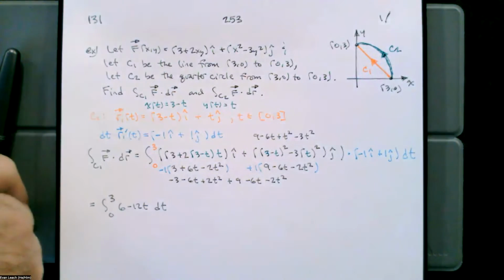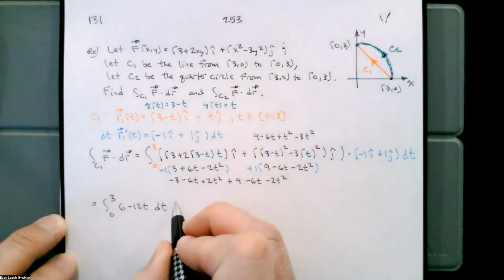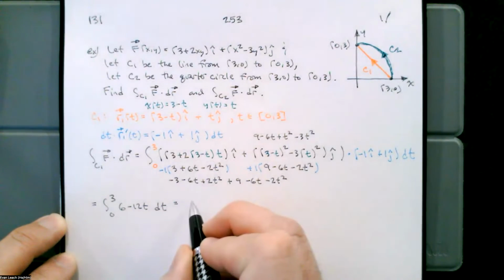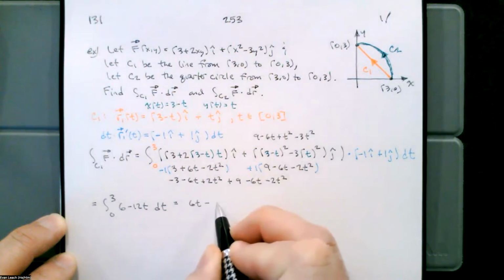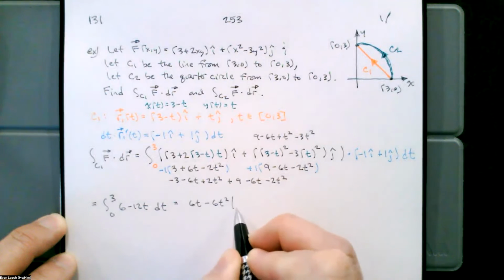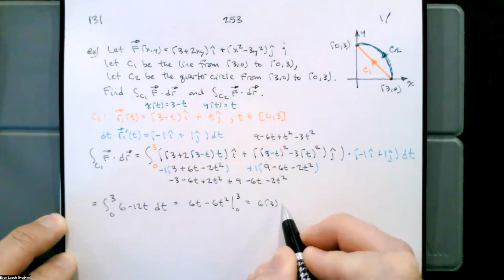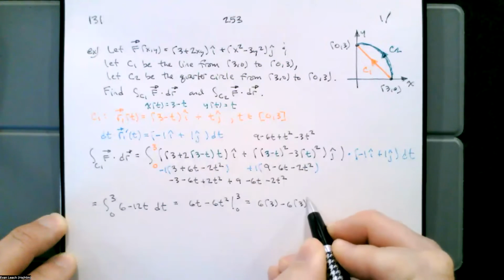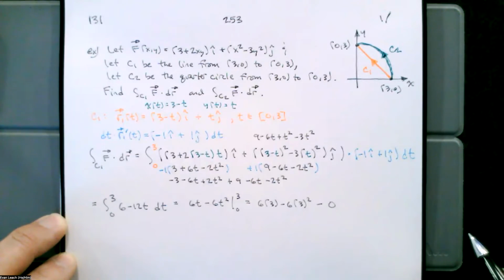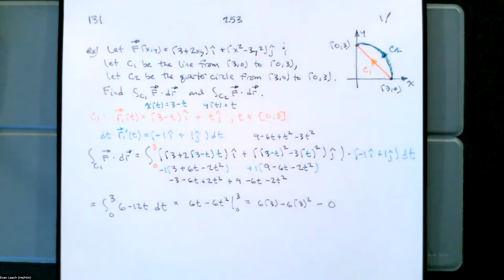Now we need to integrate. The integral of 6 minus 12t is going to be 6t minus 6t squared, evaluated from 0 to 3. So we've got 18 minus 6 times 9 is 54. What's that, negative 36?